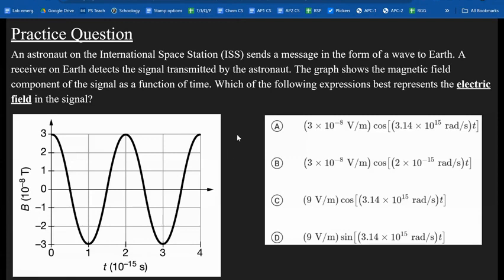Which of the following expressions best represents the electric field? Oh, so I give you the magnetic field and ask for the electric field. Feel free to pause. Actually, don't feel free. Please pause. Try to figure out which one of these expressions you think is correct for this question. Once you have your answer ready, let's keep going.